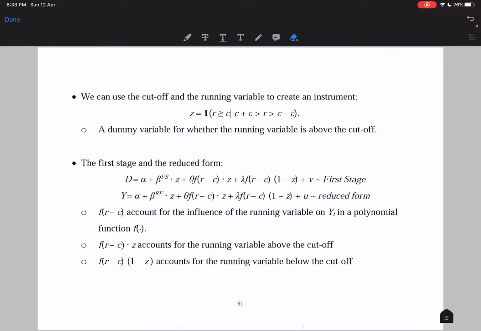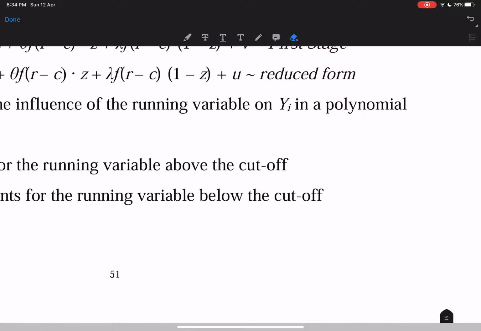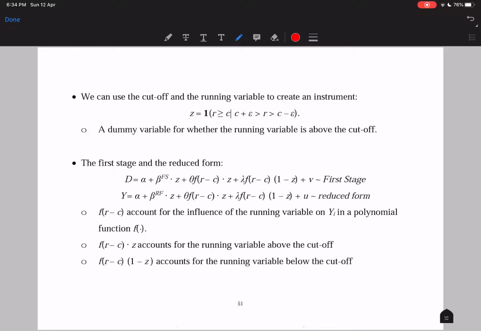So how to construct an instrument? Well, we can use the cutoff and the rounding variable to create an instrument, right? Remember, intuitively, the first assumption of RD is that the rounding variable is exogenous around the cutoff. So we just use that to create a dummy variable as our instrument. We know this because R, the rounding variable, is exogenous around the cutoff. So the IV, the instrument here, is also exogenous, right?